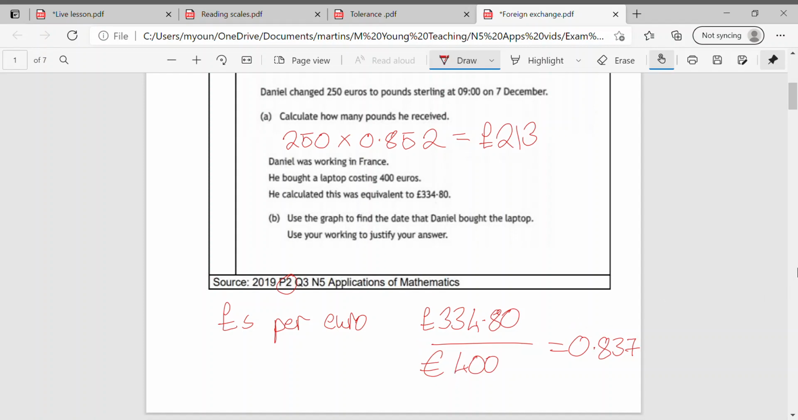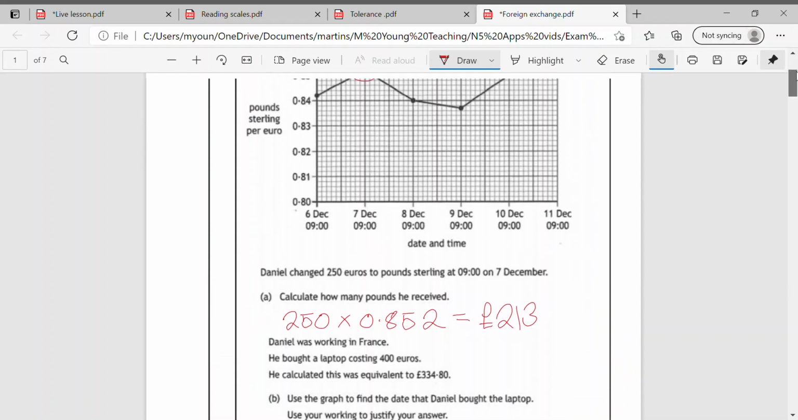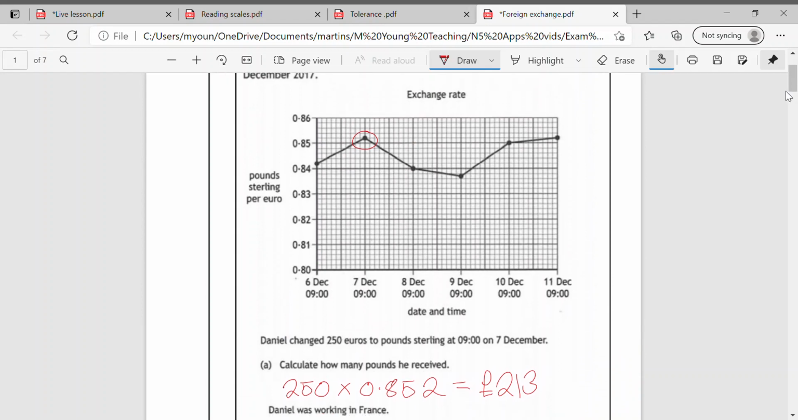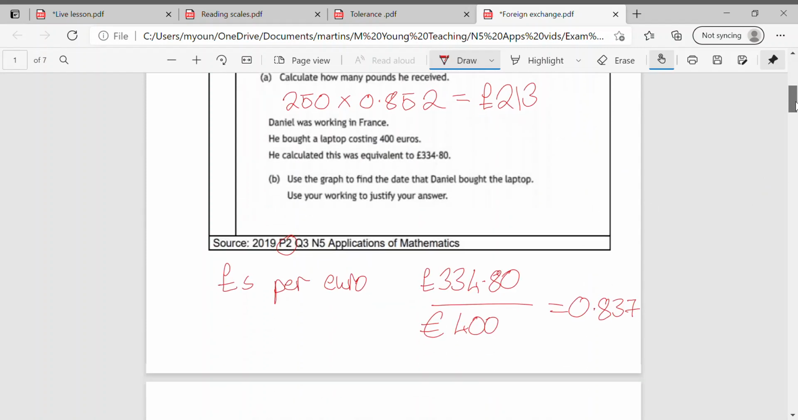Go back to the graph and have a look at where that's going to be. And hopefully you can see it's going to be this one here. So it's obviously going to be between 0.83 and 0.84 that value, and you can see that's actually halfway in between 2 points. So that's the one that we're looking for, and that's the 9th of December.